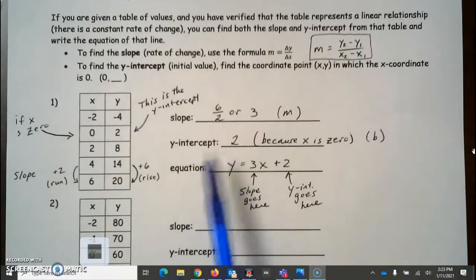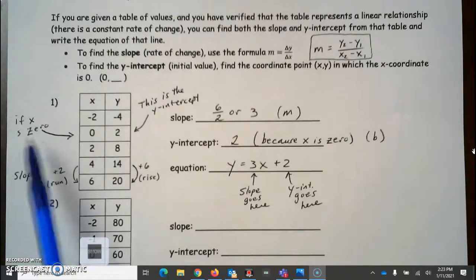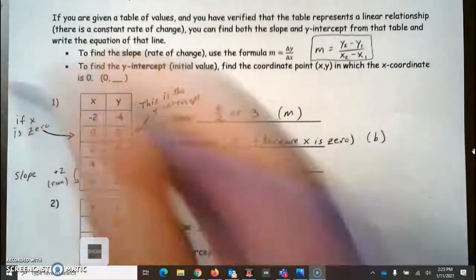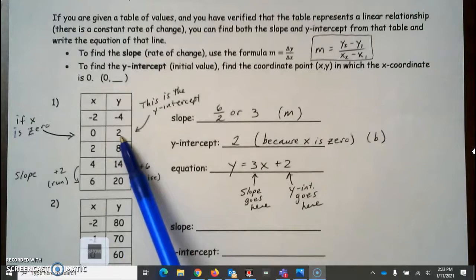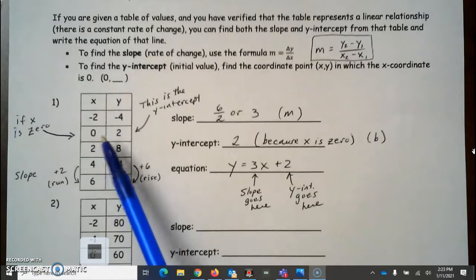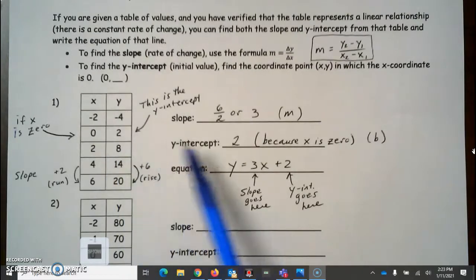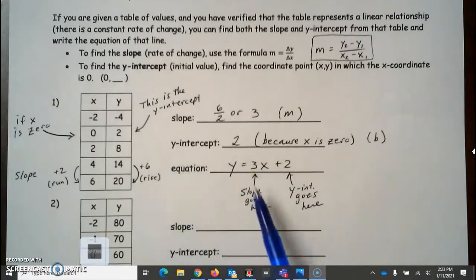Okay, so now y-intercept, here's what you look for. You look for 0 in the x column. If x is 0, this number next to it is the y-intercept. Think about graphing. If you graph an ordered pair where x is 0, you're on the y-axis. So that 2 gets placed right here. So the y-intercept is 2. So I had to get my information out of that table, then I write the equation. Slope goes here, y-intercept goes here. Okay, so let's try 2.